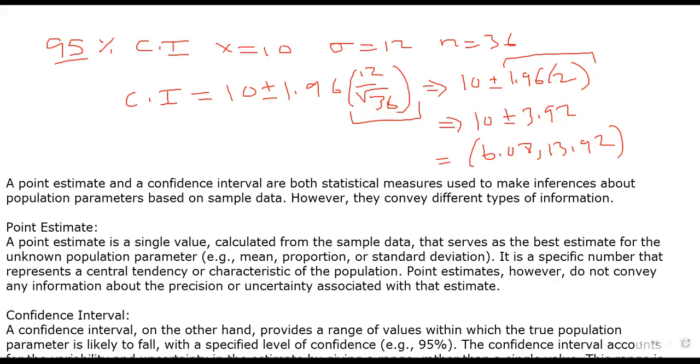All right, are we together? So point estimate is a single value. Confidence interval is a range of values. In other words.